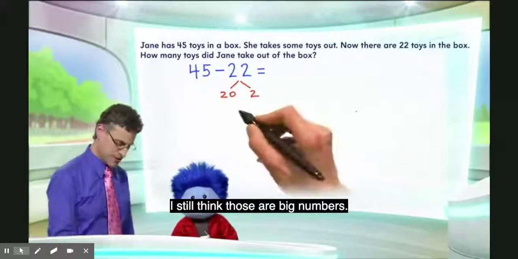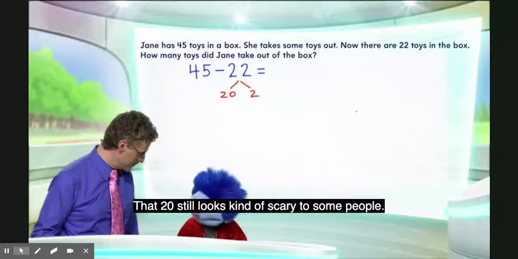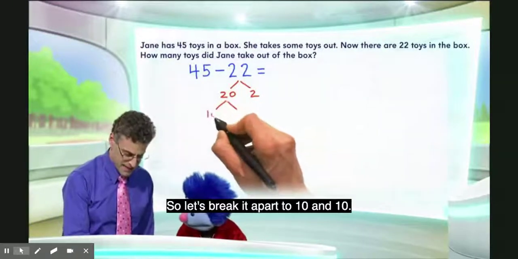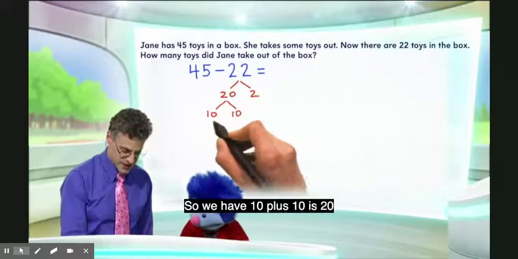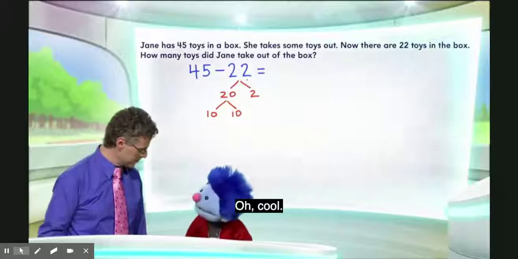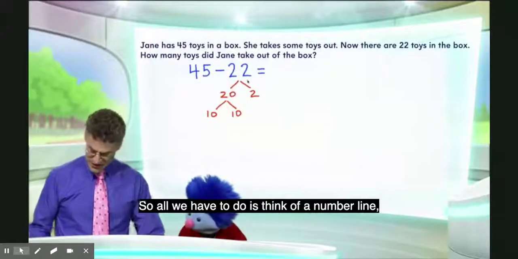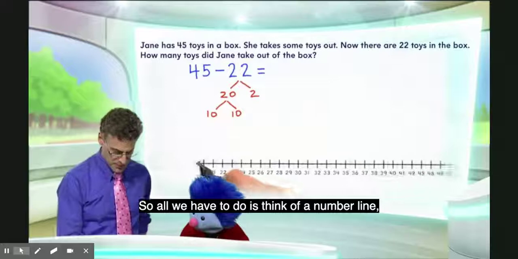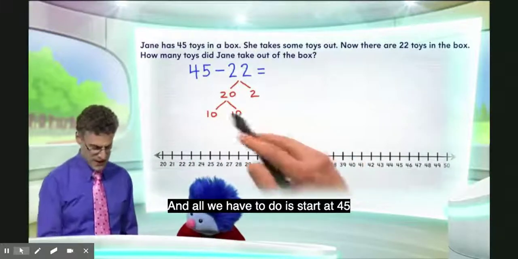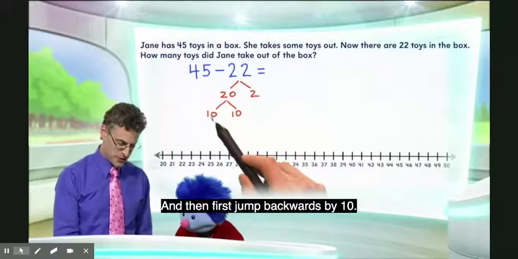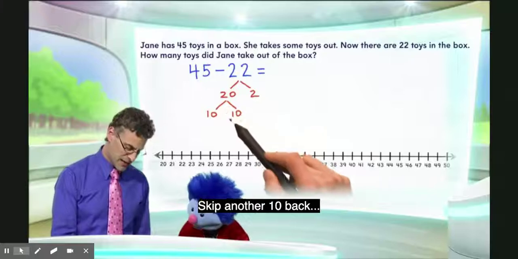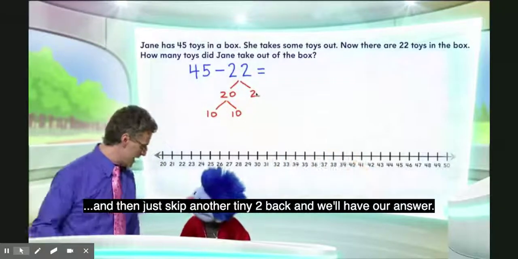But you know what? I still think those are big numbers. That 20 still looks kind of scary to some people. Yeah, it can be. So let's break it apart to 10 and 10. So we have 10 plus 10 is 20, and 20 plus 2 is 22. So all we have to do is think of a number line. I'll bring one right in here. All we have to do is start at 45, then first jump backwards by 10, skip another 10 back, and then just skip another tiny 2 back, and we'll have our answer.